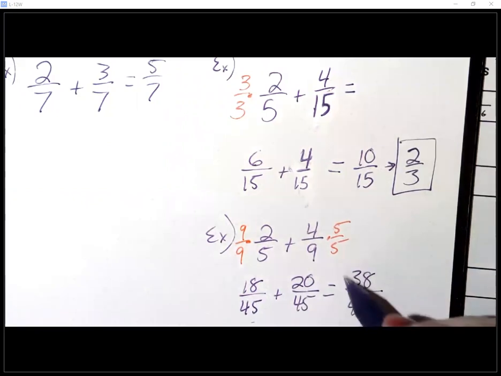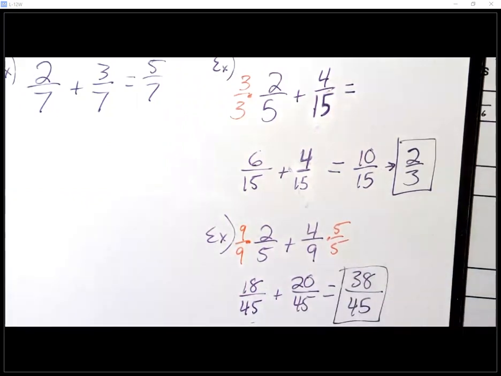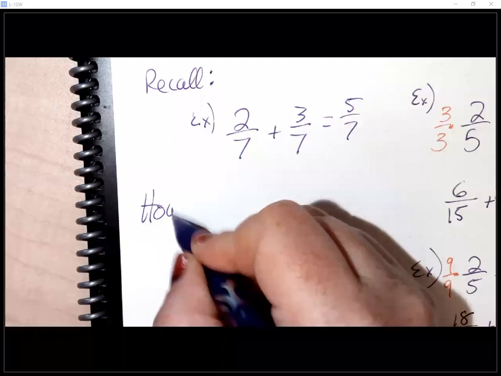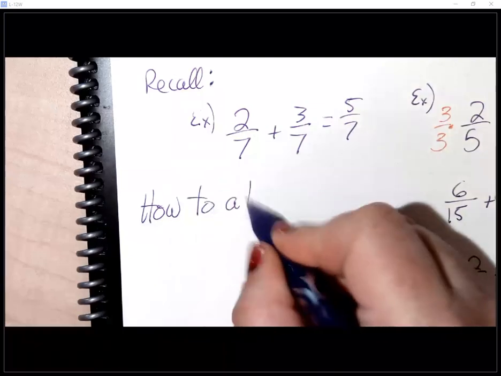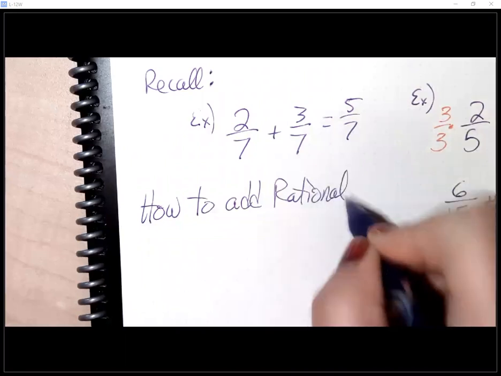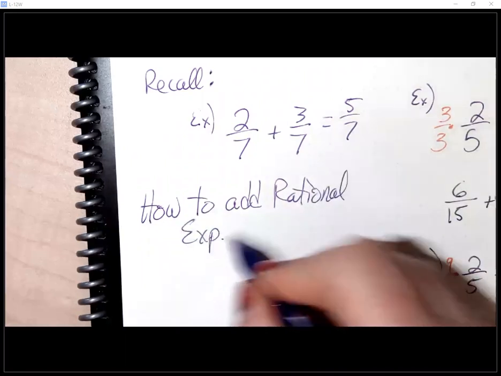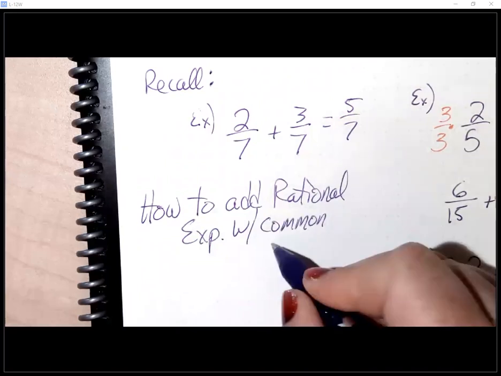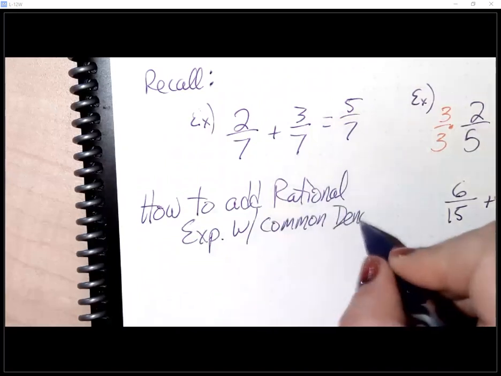So you remember how to do this with normal numbers, right? We're doing the same thing. It's just going to be a little weirder. All right. So let me give you some how-tos on here. How to add rational expressions with common denominators. Those are really easy.